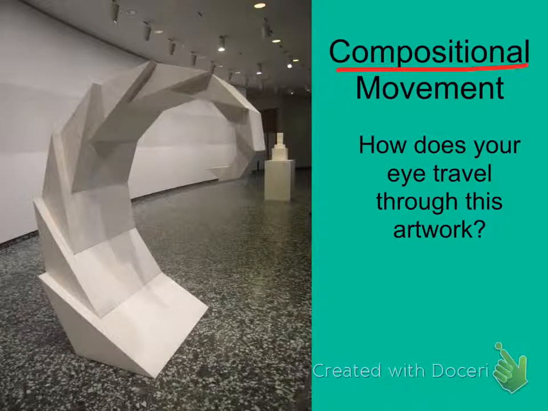Here is another example of compositional movement, but this is a sculpture. 3D artwork has compositional movement along with 2D artwork like paintings and drawings. How does your eye travel through this sculpture?